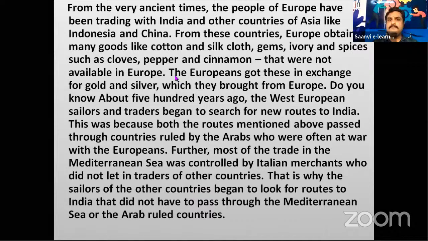Okay, so in the same way, the West European sailors and traders began to search for new routes to India. This was because both the routes mentioned above passed through countries ruled by Arabs who were often at war with Europeans.